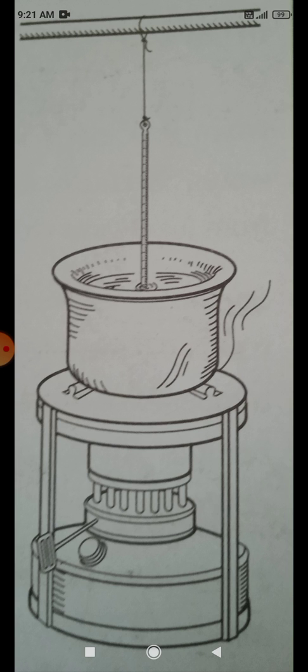Okay, so at a particular point the temperature becomes stable. That point is known as the boiling point of water. So from this activity we can know two things. One is, while heating any substance, the temperature of the substance will increase. That is one point we can know. Then the next one is about the boiling point of water. At a particular point that water boils and the temperature becomes stable. That point is known as the boiling point of water.